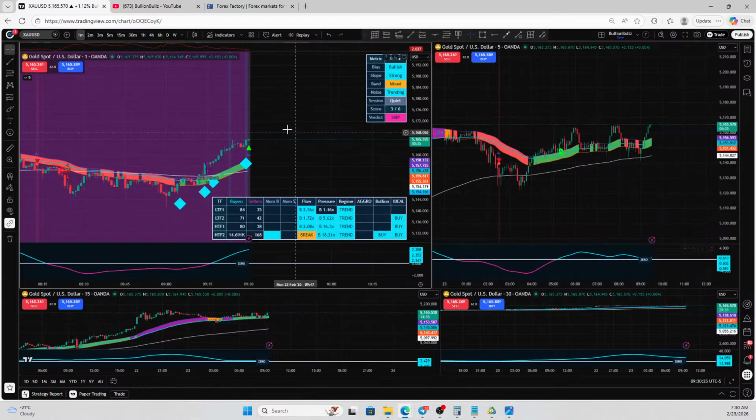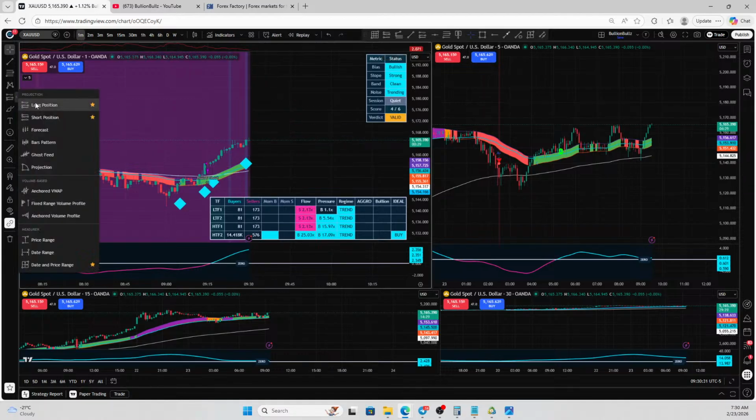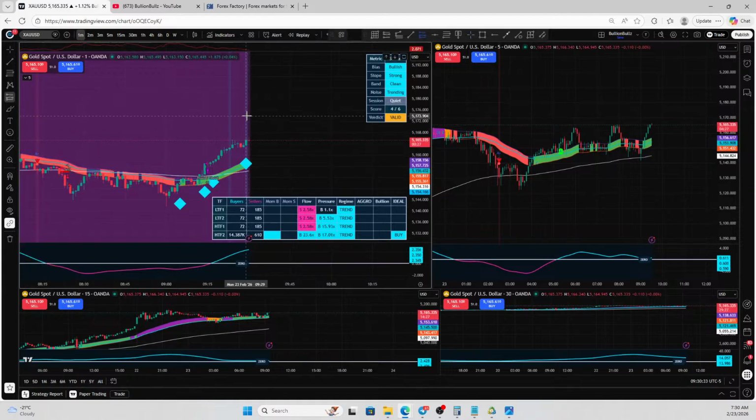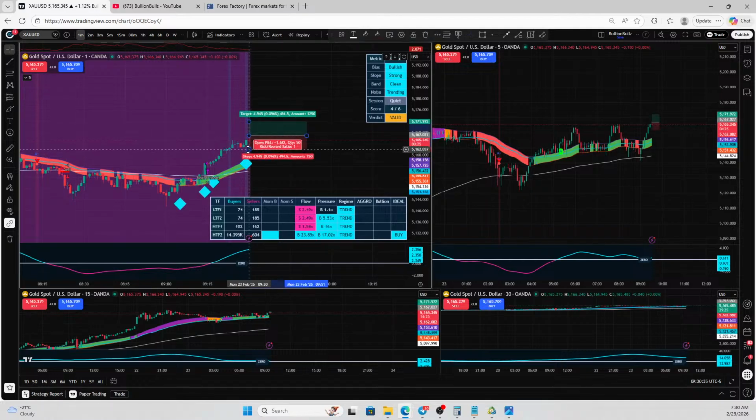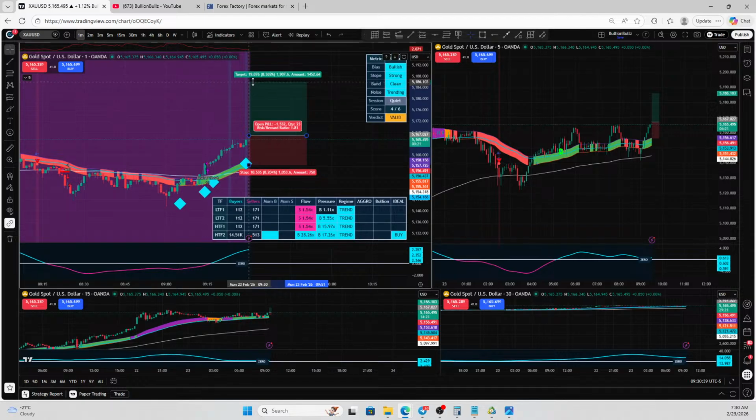Everything is pointing towards buy. As long as this closes, we will be able to take our trade. If this closes bullish, then we're going to put our stop right below this and target a minimum of 1 to 2, right? Yeah.